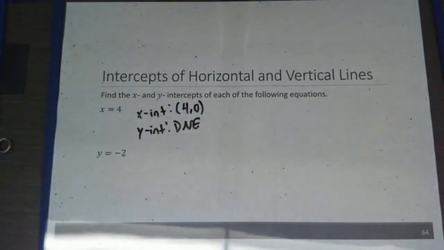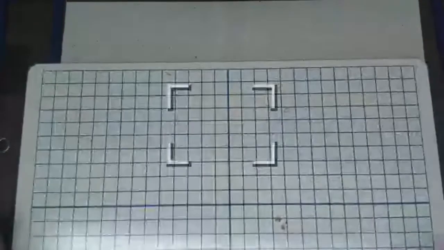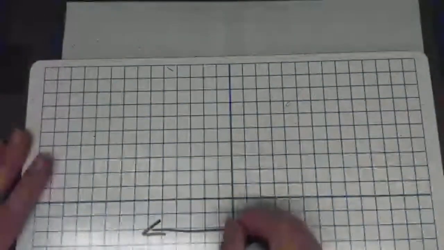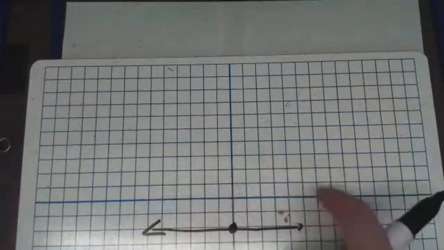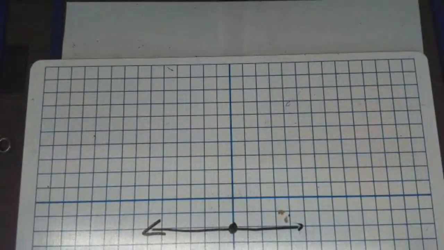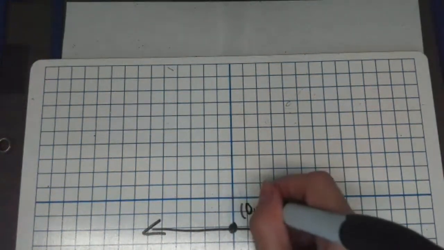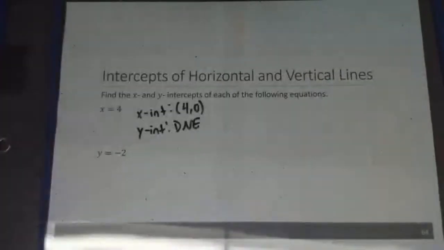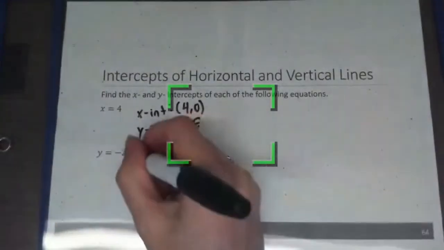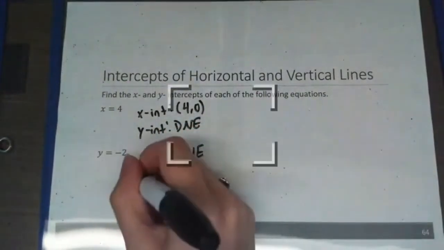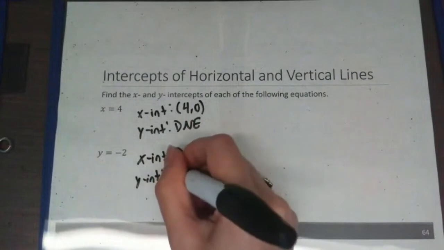You can probably imagine where we're headed with the next one. Our equation is y equals -2. So if we graph that, that's a horizontal line. Our x-intercept is where we cross the x-axis. We don't do that, so there's no x-intercept. Our y-intercept is where we cross the y-axis. That happens right here, and that point is (0, -2). So for this equation, y equals -2, the x-intercept does not exist because there isn't one, and our y-intercept is at (0, -2).